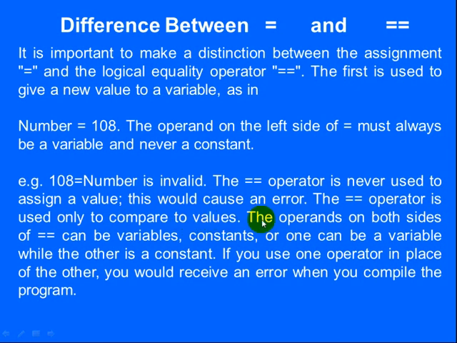The equality operator is used only to compare two values. The operands on both sides of the equality operator can be variables, constants, or one can be a variable while the other is a constant. If you use one operator in place of the other, that is, when you were expected to use the equality operator and you are using the assignment operator, then you would receive an error while you compile the program.